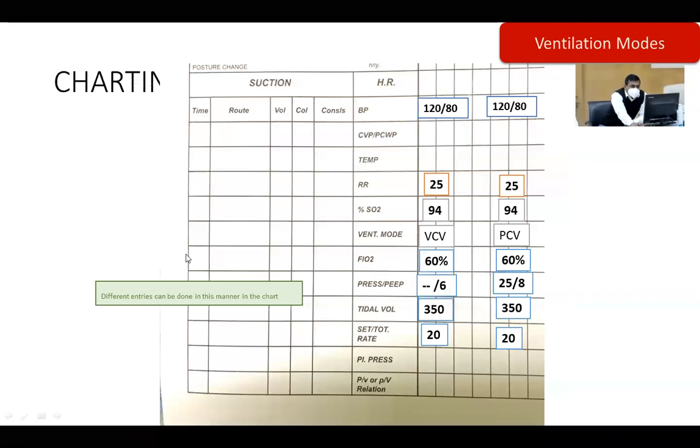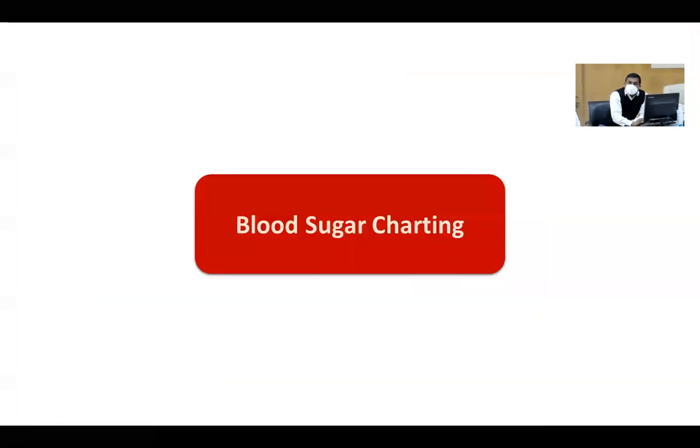Now, how can you write the volume control and pressure control settings? As you all know, this much you have understood now. FiO2 is more or less the same. In volume control, there is no difference of pressure here, so you have to write it down accordingly. And here it is fixed. We are giving 25 pressure, so we have to write accordingly. And tidal volume here, you can write the set value here. This is how you chart the ventilatory settings. I hope everybody will be able to do this very easily from now onwards.